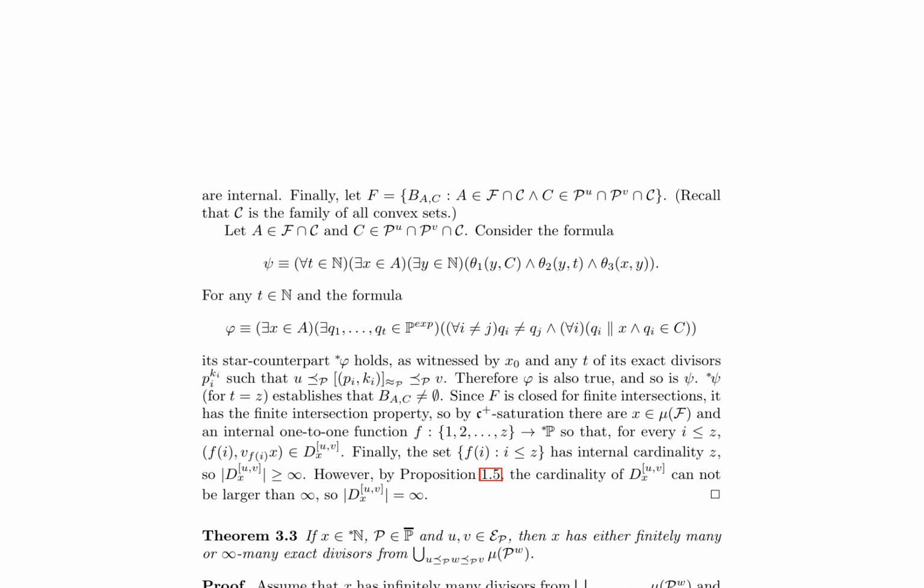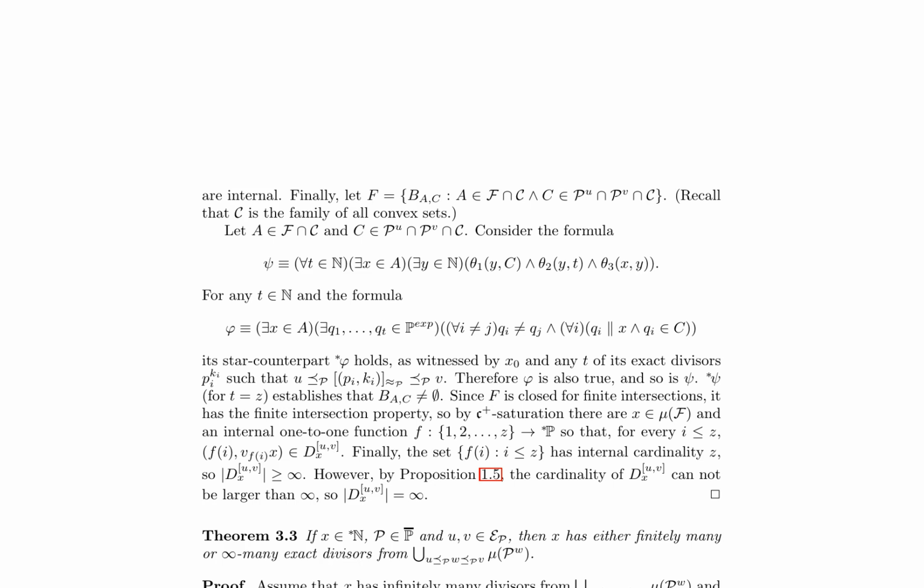In nonstandard models of Peano arithmetic, the concept of exact divisors plays a crucial role. A key set, denoted F, consists of pairs (m, k), where a one-to-one function f maps {1, 2, ..., k} to a intersection PEXP, with a being an element of the intersection of three sets Q, PV, and C, the family of all convex sets. The main result, Theorem 3.3, establishes that for any x in the nonstandard model, the number of exact divisors from a given set is either finite or infinite.